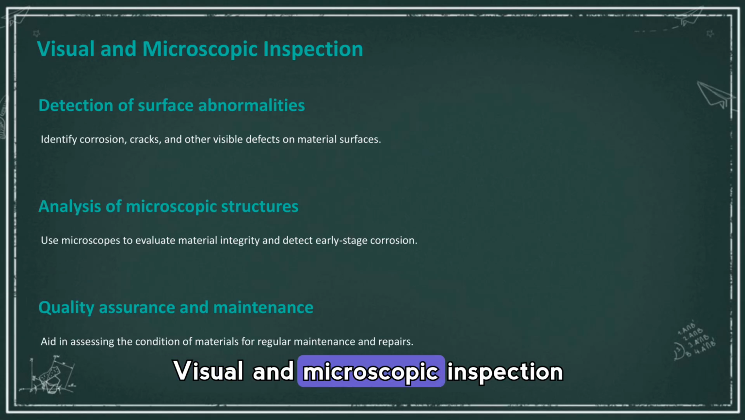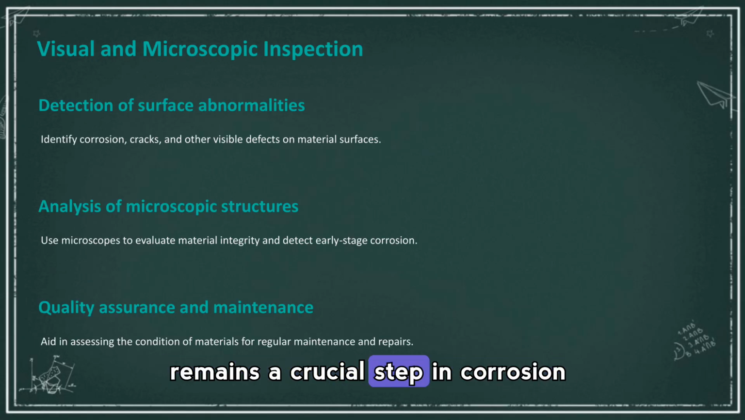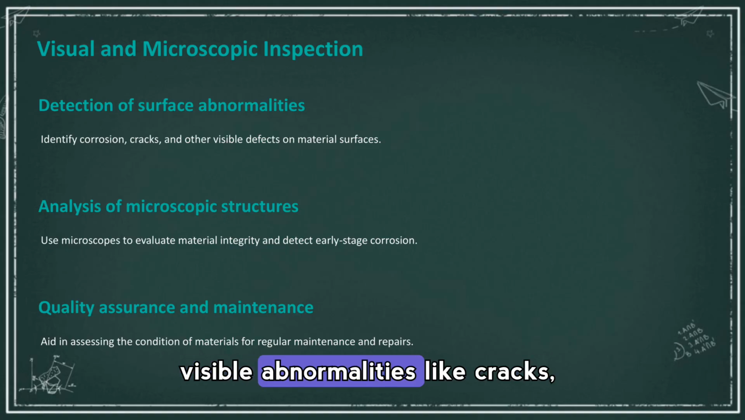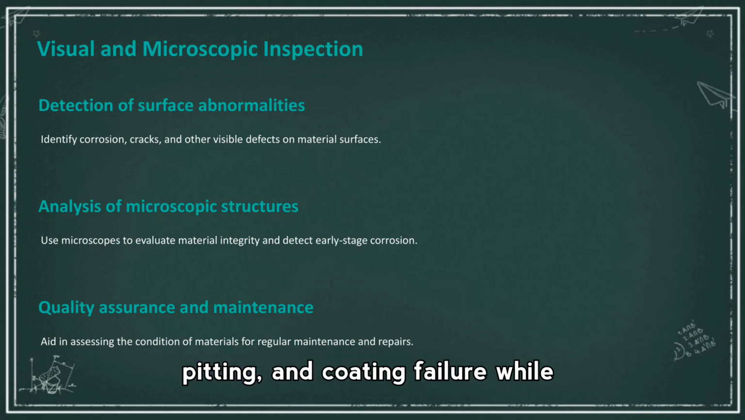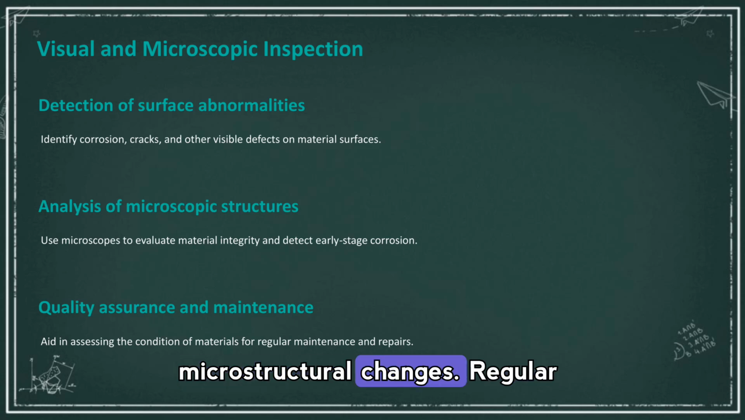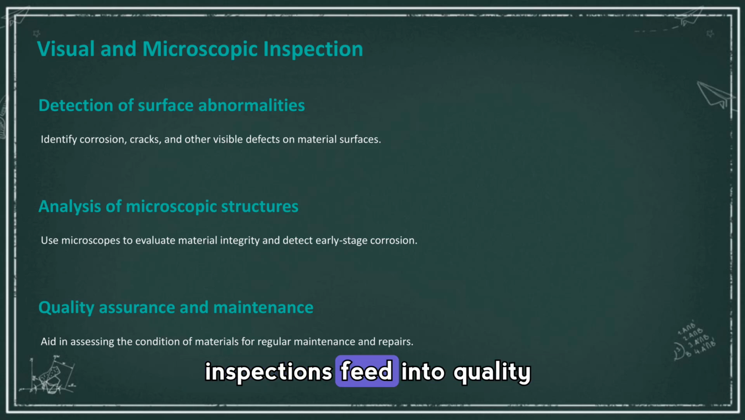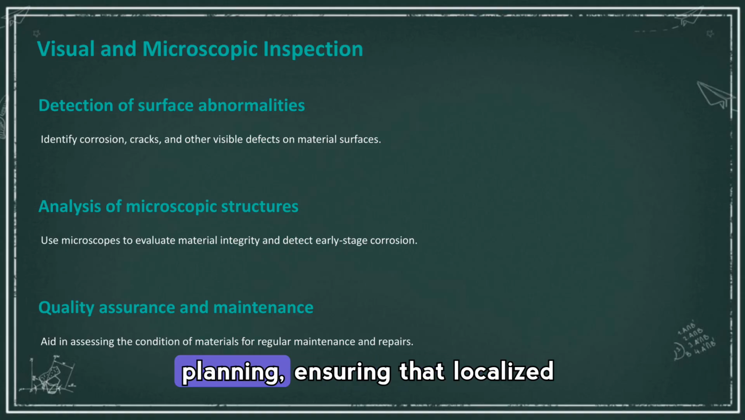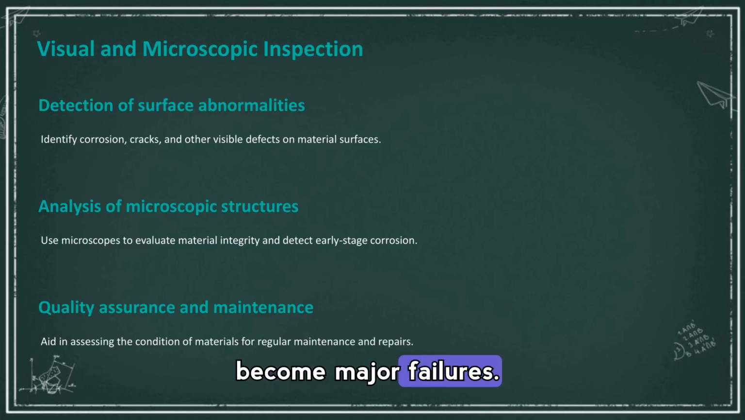Visual and microscopic inspection remains a crucial step in corrosion assessment because it detects visible abnormalities like cracks, pitting, and coating failure, while microscopy reveals early-stage microstructural changes. Regular inspections feed into quality assurance and maintenance planning, ensuring that localized problems are caught before they become major failures.